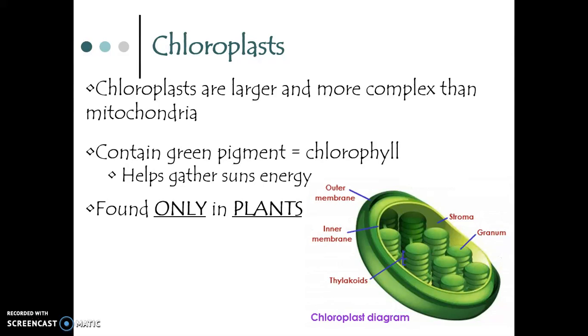Now, think about this prefix, chloro. We've learned that before. Chloro means green. So a chloroplast is green. It's green because it contains a pigment called chlorophyll. Chloro, green. And chlorophyll is a really important pigment for the chloroplast to have because it's really helpful in gathering energy from the sun, which we'll talk more about in our next unit.